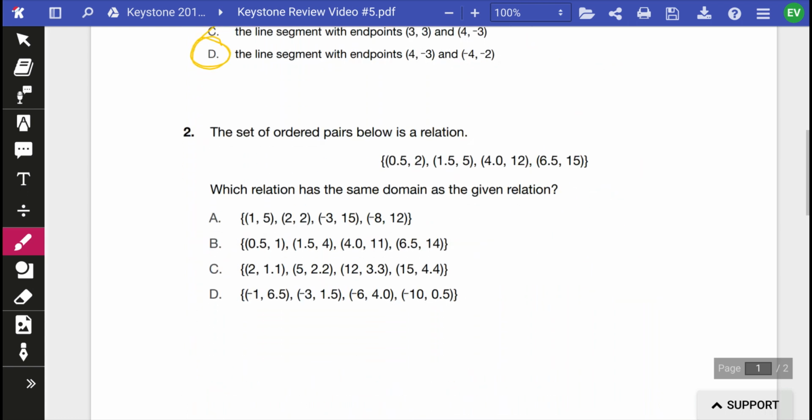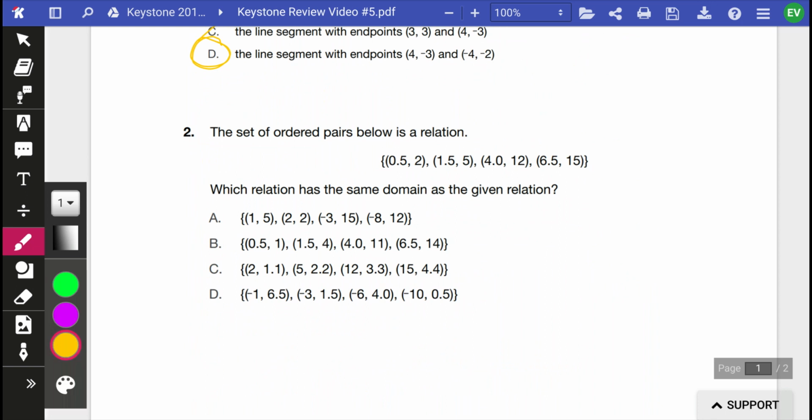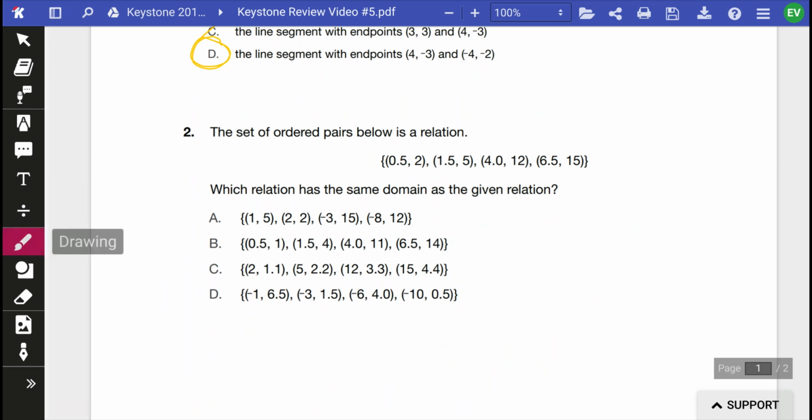Question number 2. The set of ordered pairs below is a relation. Which relation has the same domain as the given relation? So if you remember, a relation is just your set of ordered pairs. The domain is your set of x values. So the set of x values, we have 0.5, we have 1.5, 4.0, which is the same as 4, and 6.5.